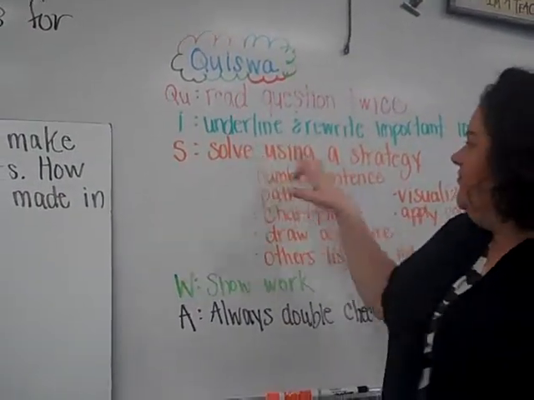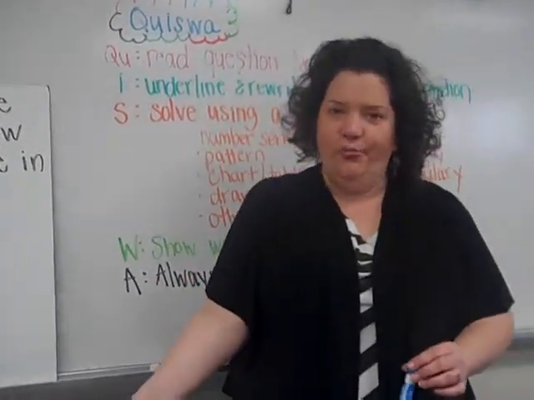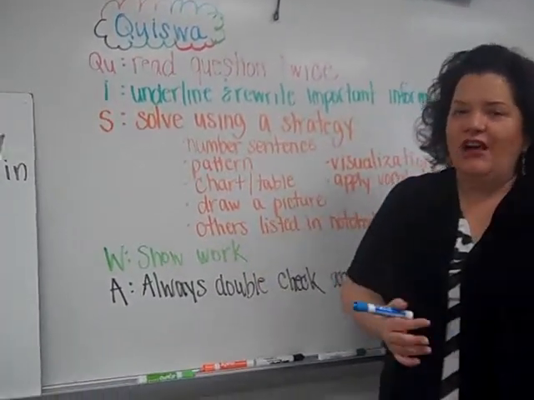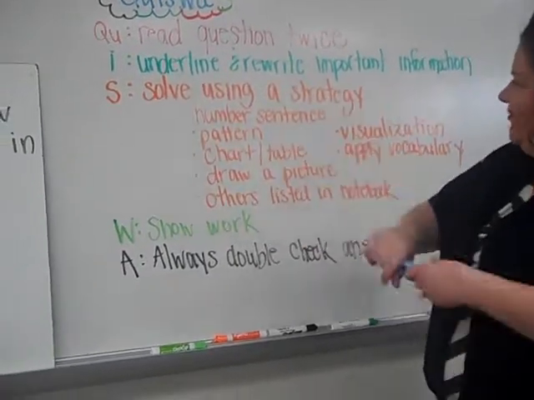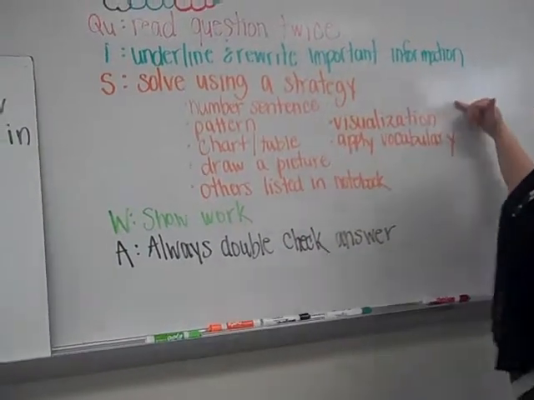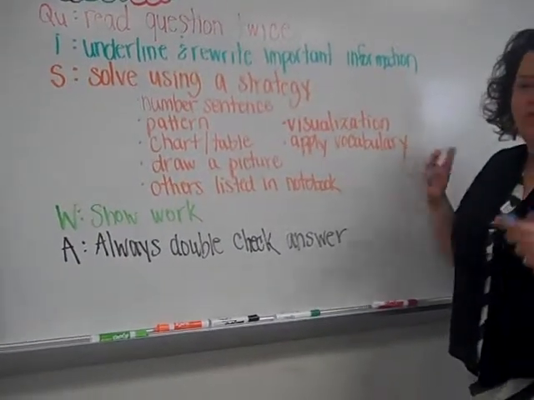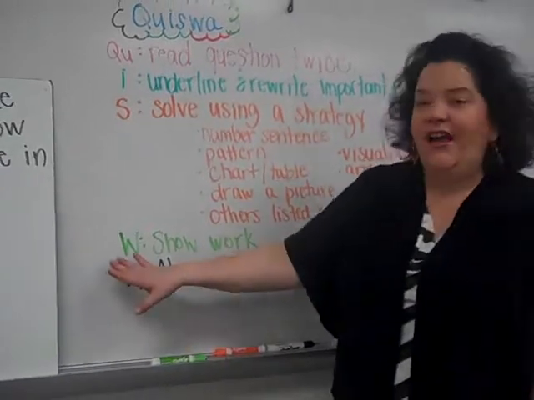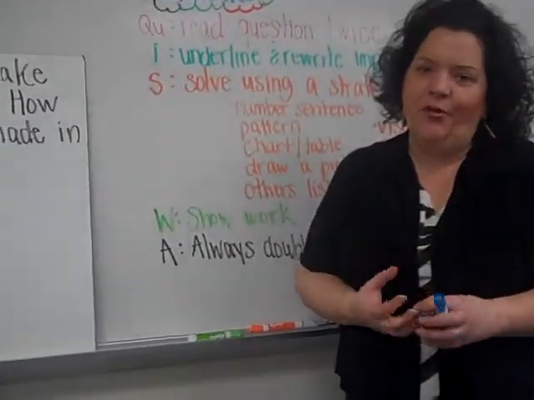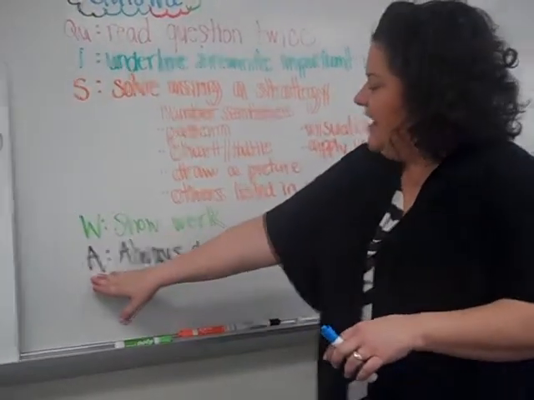The S is solve using a strategy. Now we have several strategies listed in our math notebook, but I picked the most popular ones. So solve using a strategy means that you can choose from number sentence, patterns, chart table, draw a picture, visualization, or applying vocabulary to the word problem to help you solve it. And the W is for showing your work, which the S and the W are very important and kind of could be combined together.